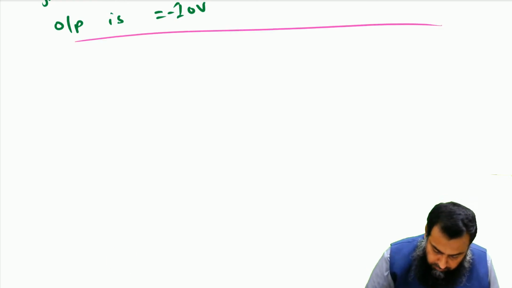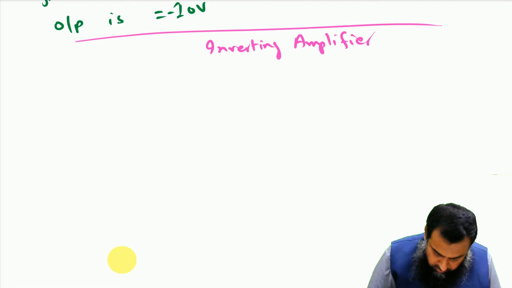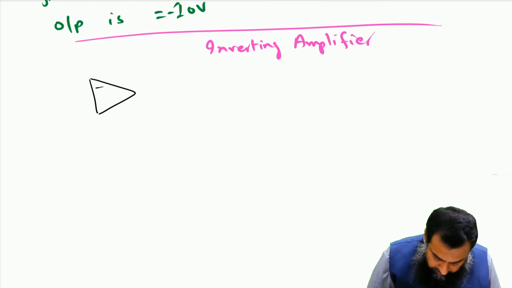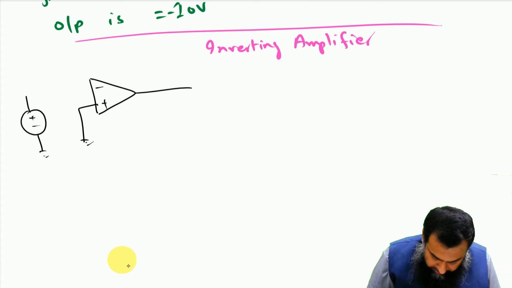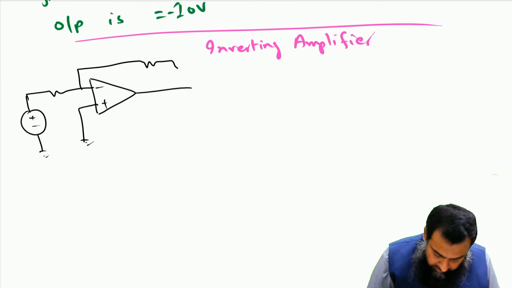Inverting amplifier is the most commonly used configuration of this op amp. We have this negative, we have this positive. Positive is grounded, and we have an input signal which is applied on this negative input, which is the Vn, and then we have this resistance Rf here.